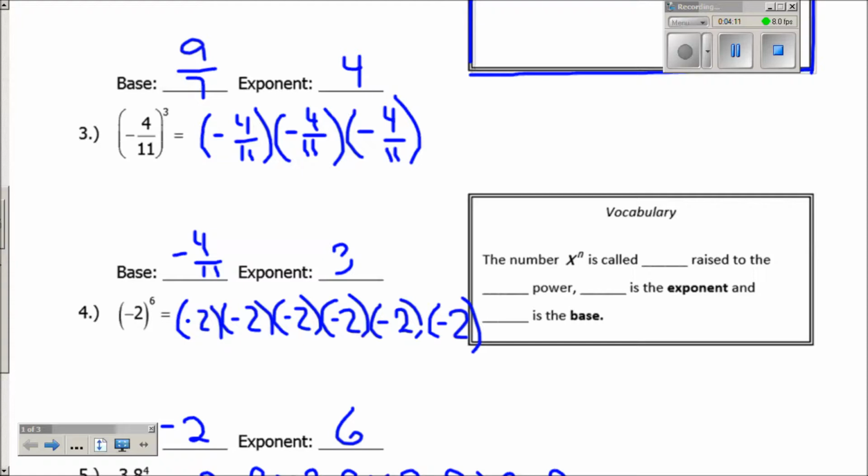So let's take a look at the second box on the right-hand side for the vocabulary. The number x to the nth power is called x raised to the nth power. I'm going to attempt to write this in little letters, where n is the exponent and x is the base. So the number that you're raising to that power is always called the base. Okay? Please correct any mistakes that you've made and make a note of any questions that you have so that you could bring them into class tomorrow.